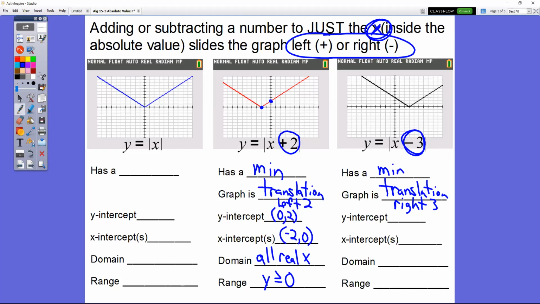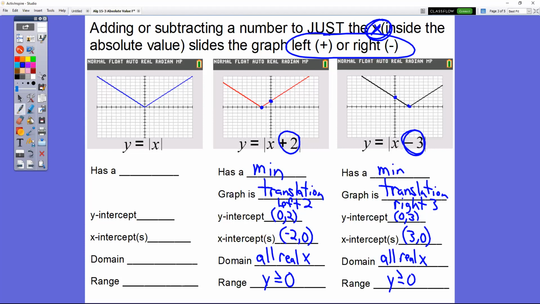The y-intercept is where the line crosses the y-axis. It crosses it right here at (0, 3). The x-intercept is where it touches or crosses the x-axis. That is at (3, 0). The domain, it goes forever to the left. It goes forever to the right. So it is all real x. And the range, your y values, the bottom is 0, and we have all the numbers that are up above it. So that is y is greater than or equal to 0.